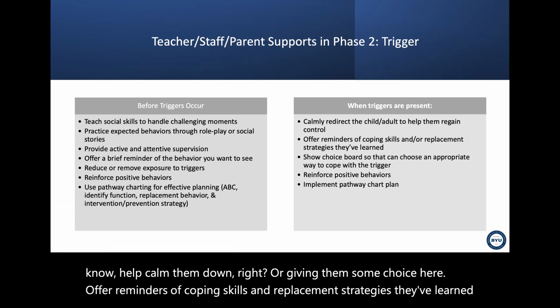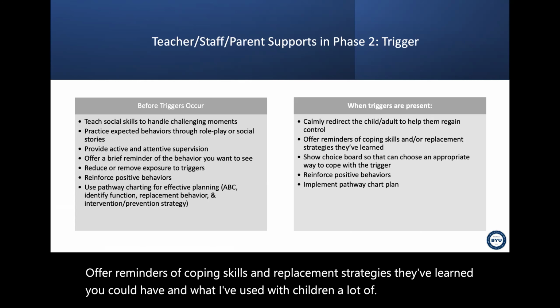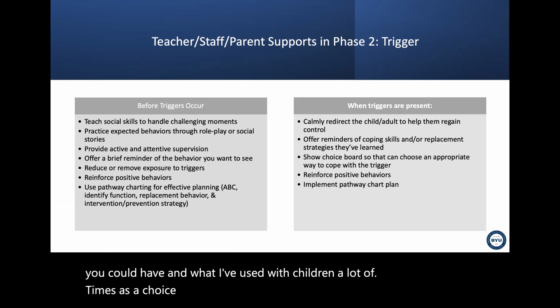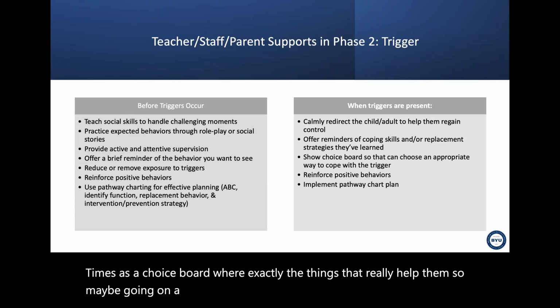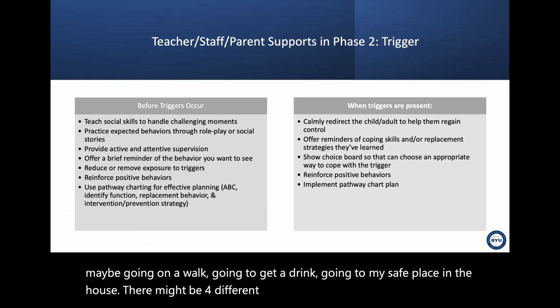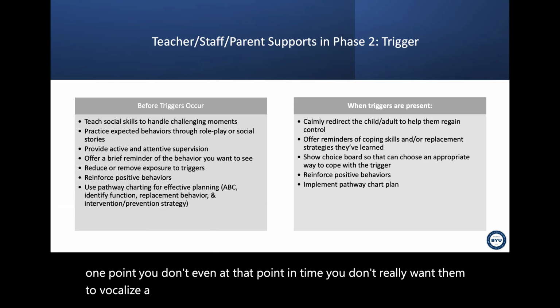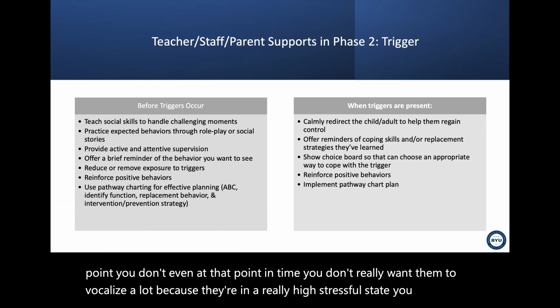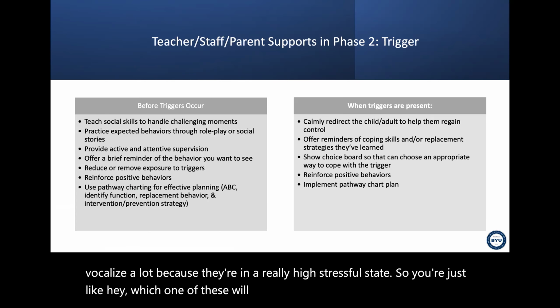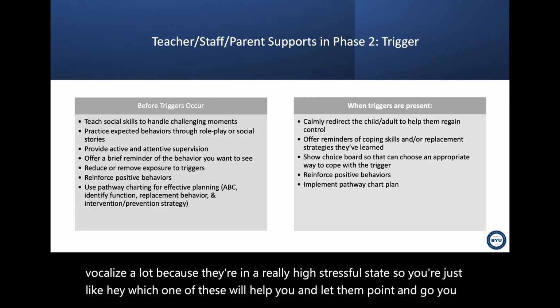What I've used with children a lot of times is a choice board where you know exactly the things that really help them. So maybe going on a walk, going to get a drink, going to my safe place in the house. There might be four different choices, and now you're saying which one, point. At that point in time, you don't really want them to vocalize a lot because they're in a really high stressful state. So you're just like, hey, which one of these will help? And let them point and go to it. Or just tell them to go.